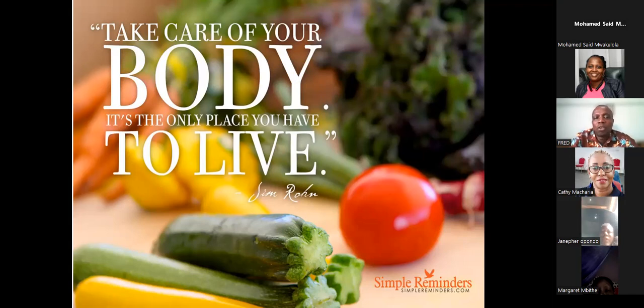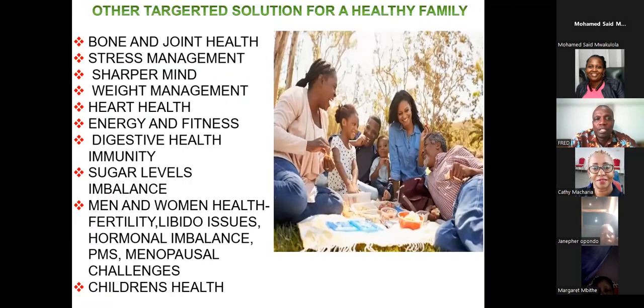Now, take care of your body. It's the only place you have to live. Very, very important. That's by Jim Rohn. Don't frustrate that body. You want it to go for 100 years. You need to take care of it.